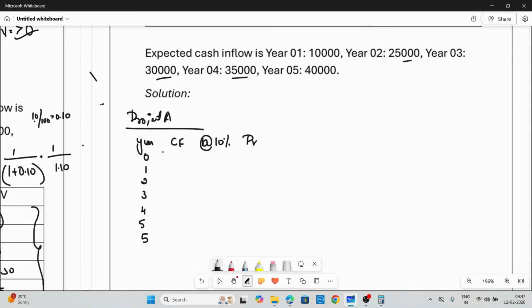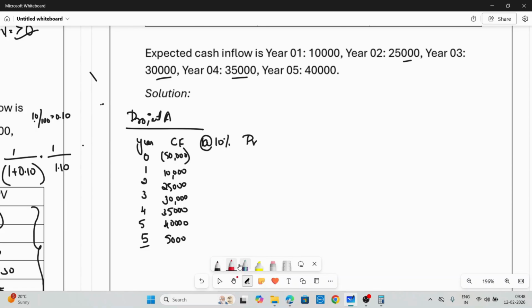For the initial year, we have to take the initial investment amount. It's 50,000. Next 10,000, 25,000, 30,000 for third year, 35,000, 40,000, and for the 5th year, last one, you have to take the scrap value. What's the value of scrap value? It's 5,000. Let me write it.